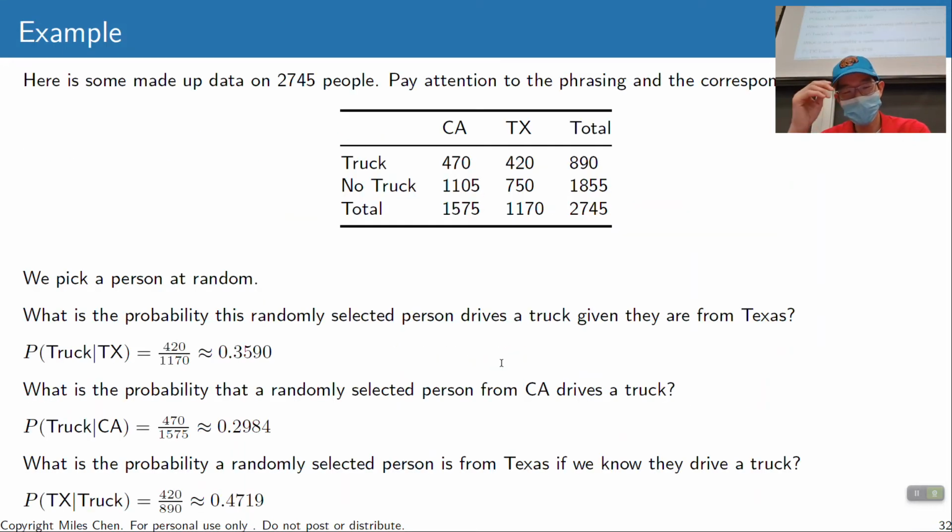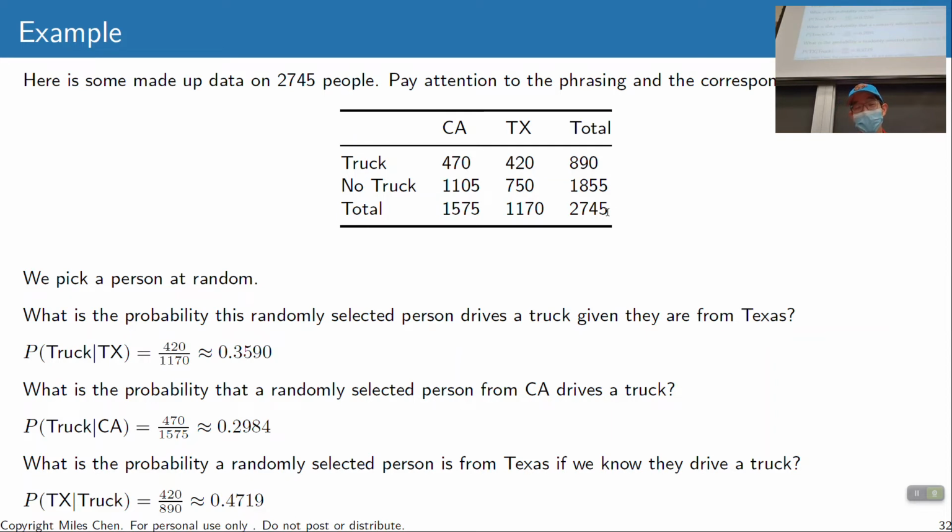All right, so let's look at this example again, and I've written all of these answers out, but let's pay attention to the phrasing and the corresponding probability here. So I'm going to pick a person at random from this table. Again, these are just made up numbers: 2,745 people. I pick someone at random. This person could be from California driving a truck, from California not driving a truck, from Texas driving a truck, from Texas not driving a truck.